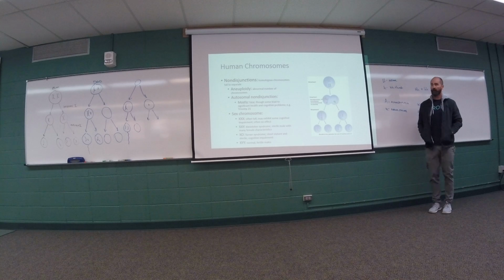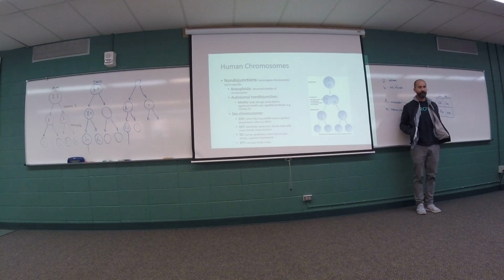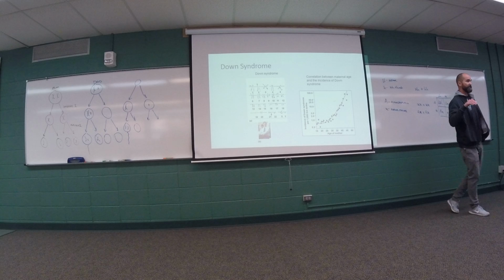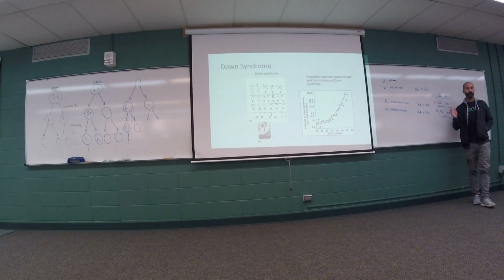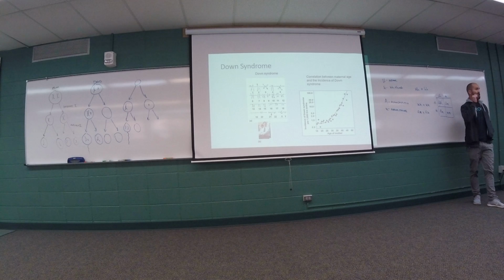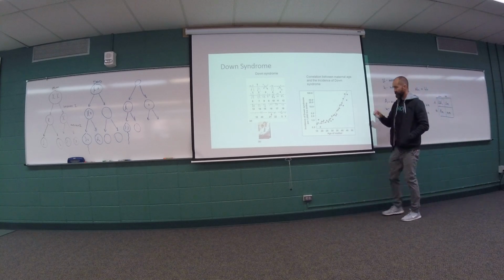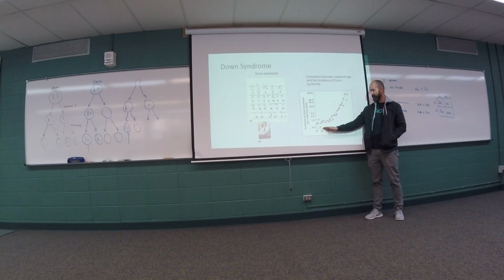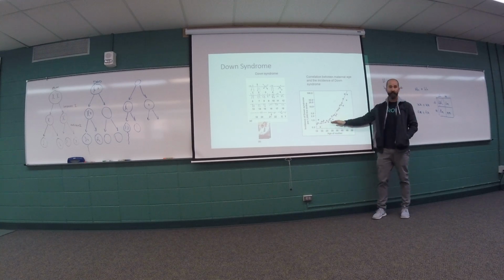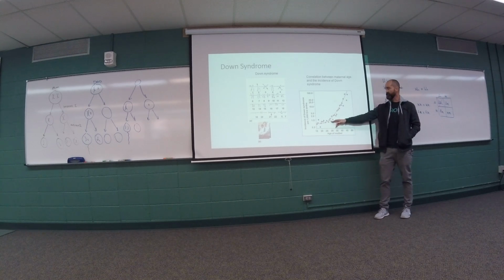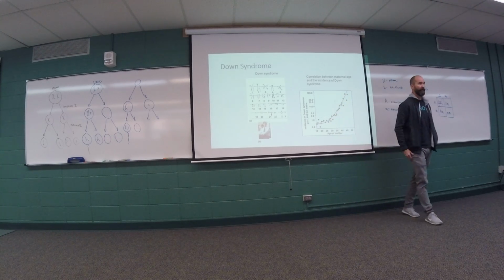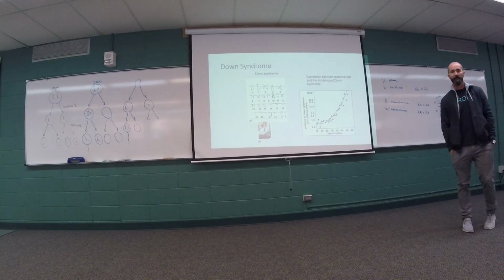Okay, are non-disjunction events somewhat clear? Do we kind of understand them? What's really interesting is that with some non-disjunction events, like trisomy 21, there is a positive correlation between the probability of the event and the age of the mother. Mothers in their early 20s have a very low probability of that non-disjunction event occurring. But as age increases, we see a significant positive correlation between age of the mother and probability of having a child with Down syndrome.